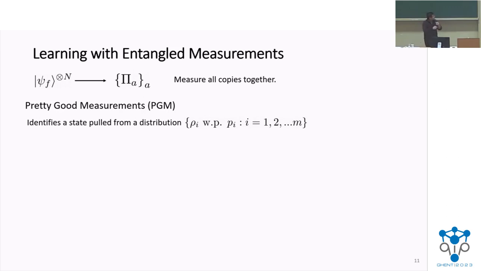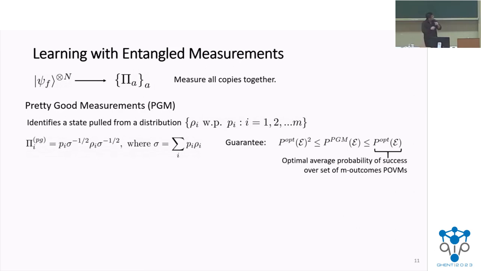And the idea is that you have an ensemble of different quantum states, rho_i, which you can select with probability pi. And the goal is to identify a state pulled from this particular ensemble distribution. And typically, the POVM elements corresponding to pretty good measurements look something of this sort, where now sigma is kind of like a weighted mixture of these ensemble members.